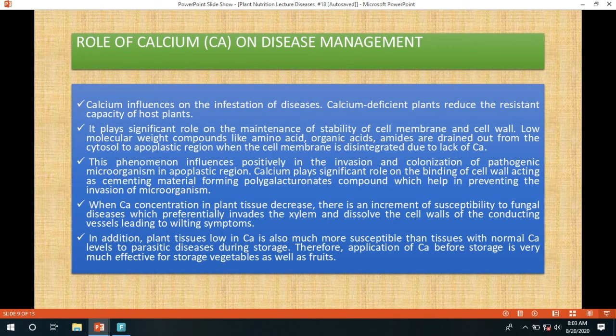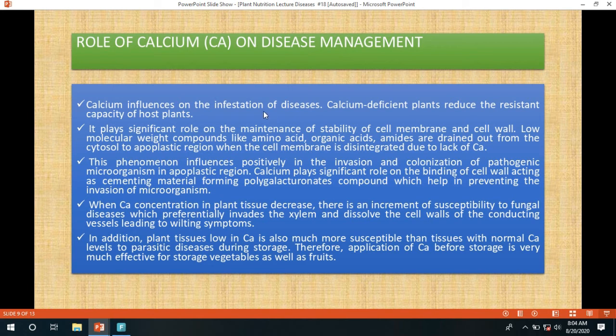The role of calcium on disease management. As we know, the calcium is most important in the cell wall, increase the rigidity and strength of the cell wall vis-a-vis cell membrane, and the calcium influence on the infestation of disease. Calcium deficient plant reduce the resistance capacity of the host.